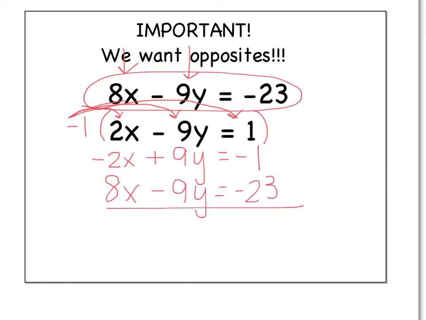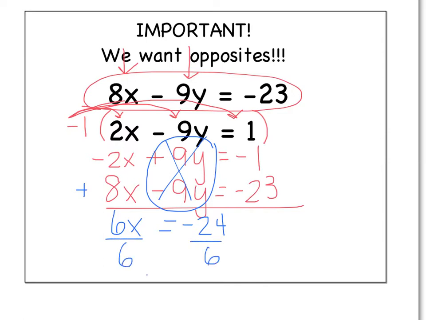So now when I look at my two new equations, I have opposites. I have a plus 9y and I have a minus 9y. So if I were to add these two equations together, negative 2x plus 8x would give me 6x, and negative 1 plus negative 23 would give me negative 24. The reason I didn't write down my y's is because they're opposites, which give me 0. It eliminates the y's from our problem. So now I can solve for my x by dividing by 6, and x equals negative 4.